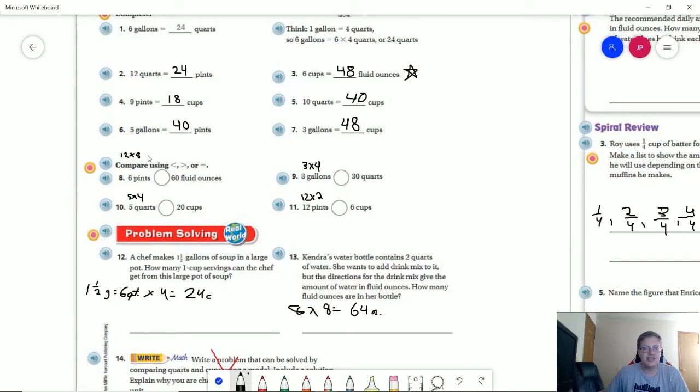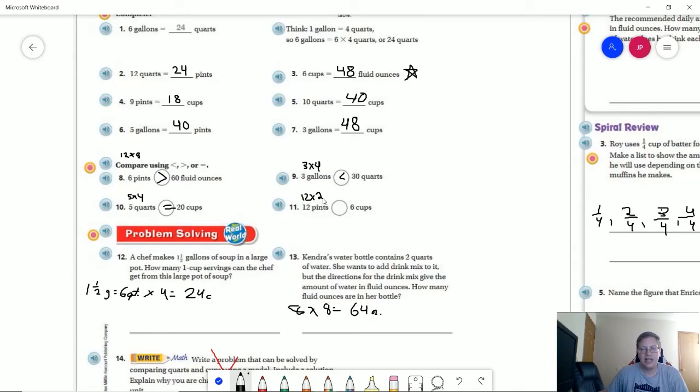So our comparison. To get from pints to fluid ounces, first we would change to cups. So 6 times 2 gives us 12 cups times 8 ounces. So we're going to end up with 96 here compared to 60. So we are going to have greater than for this one. 3 gallons times 4 quarts in a gallon only gives us 12, so that would be less than. Number 10, 5 quarts times 4 cups in a quart gives us exactly 20 cups.